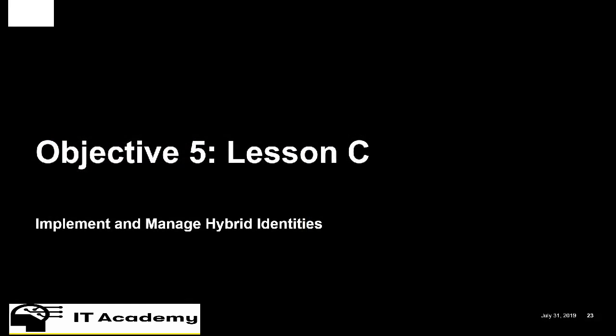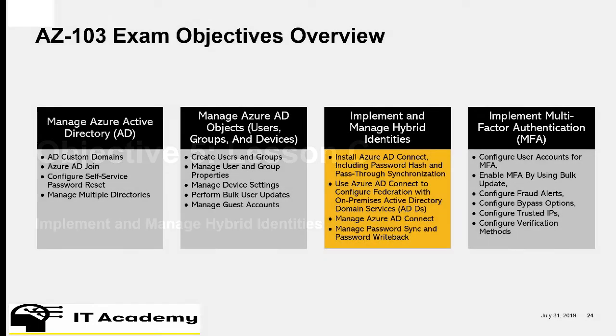In Lesson C of Objective 5, we're going to take a look at how we implement hybrid identity management. The AZ-103 exam is going to test our knowledge of hybrid identity quite intensively. To be able to pass the exam, we need to be able to install and configure Azure AD Connect and configure advanced Azure AD Connect functionality like password hash synchronization, pass-through authentication, password writeback, and also password synchronization.